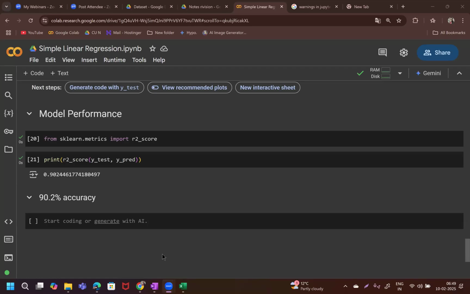Loss we are not computing right now. Loss is a separate topic. In the next class, I'll discuss what exactly loss is, what the expression and formulas are. Then in the same hands-on, I will add the loss also.